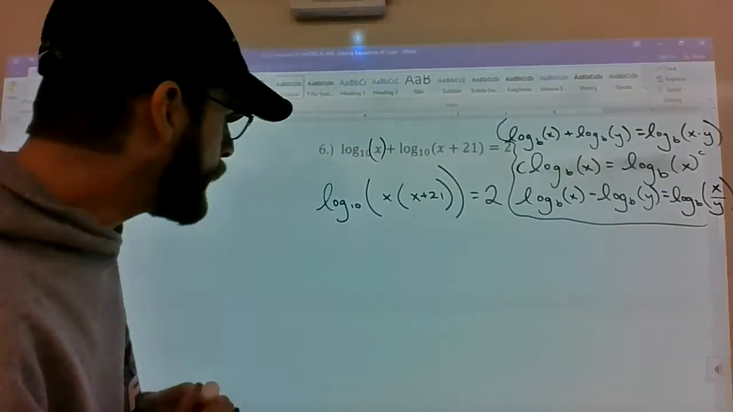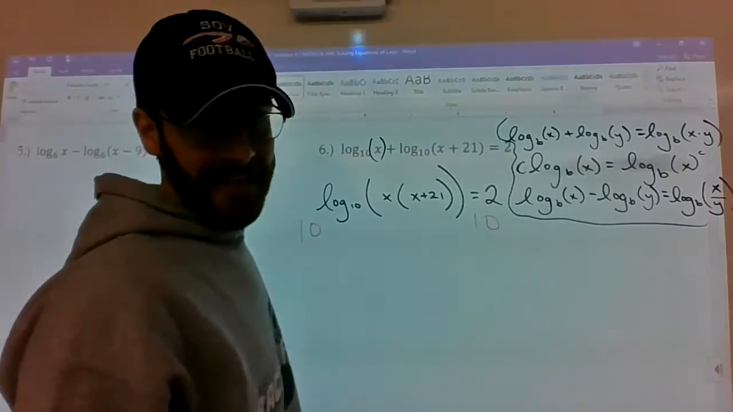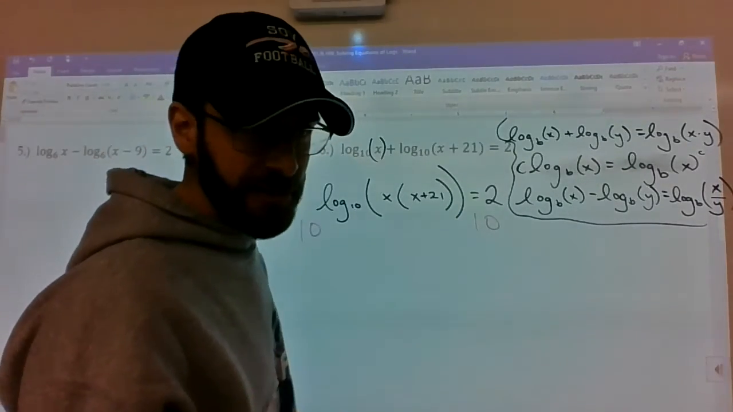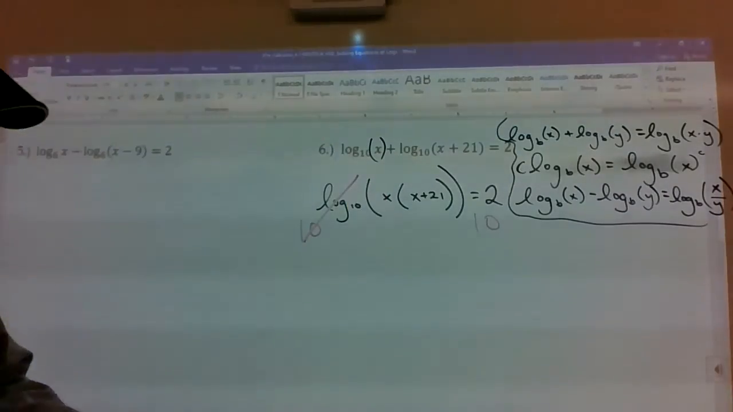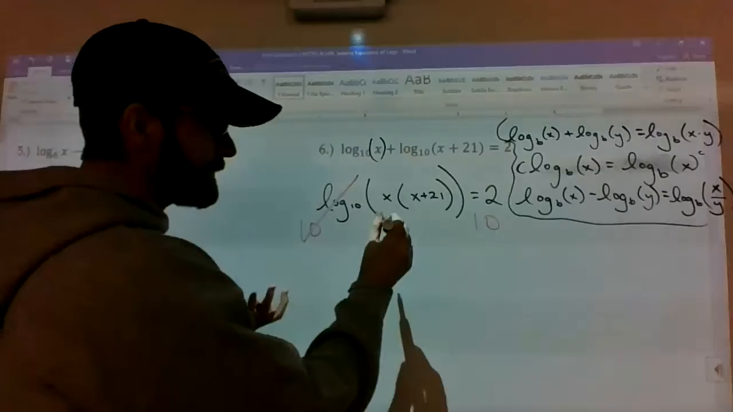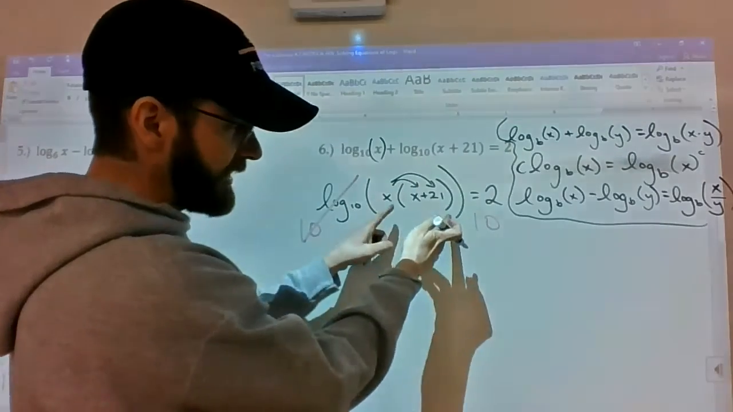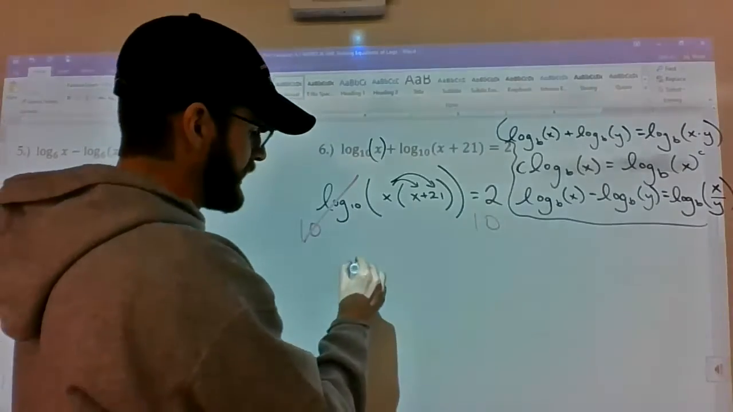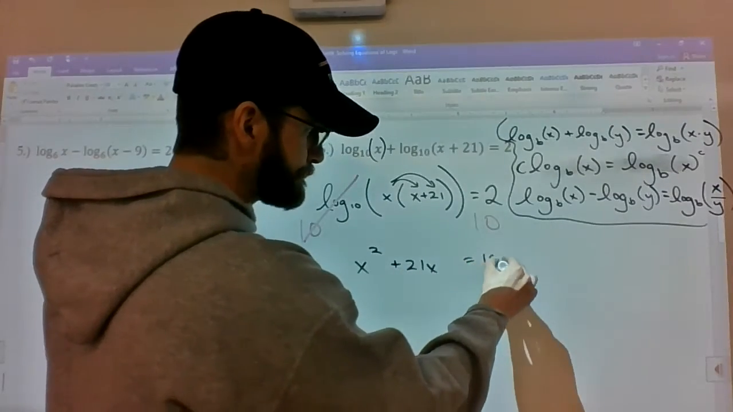Okay. Now we get rid of the log base 10 by exponentiating by 10 on both sides. I think I just made that word up. So then you cancel the log with the exponential there, and that gives me x squared plus 21x. That's just the inside contents getting multiplied together. You get x squared plus 21x equals 10 squared, which is 100.